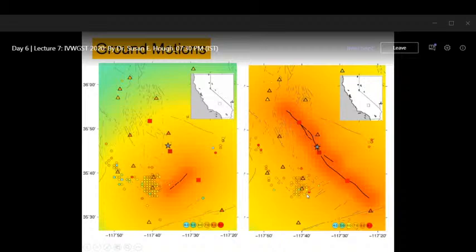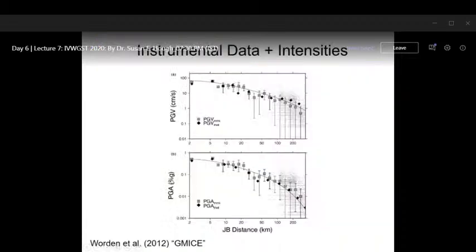Okay. So let me focus on the bottom one. This is essentially what I showed you earlier. You could look at the intensities or the instrumental data, and they agree quite well. They agree with each other and they agree with the predictions. So in this case, the shaking was consistent with predictions from a modern ground motion prediction equation. So it wasn't really a surprise that there wasn't more damage.